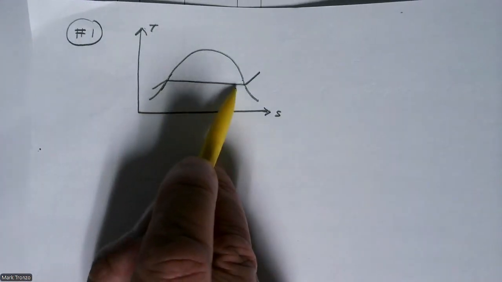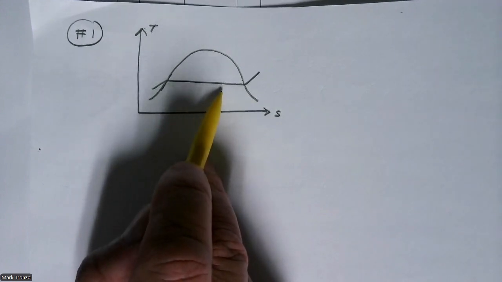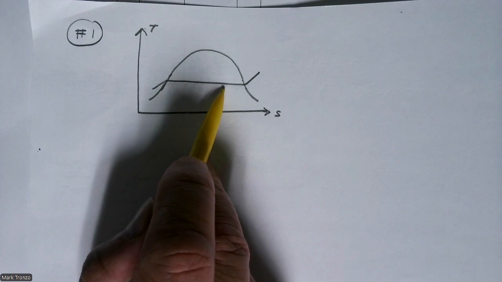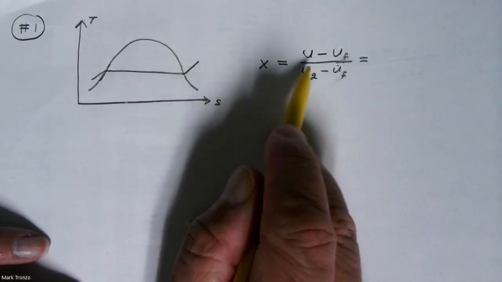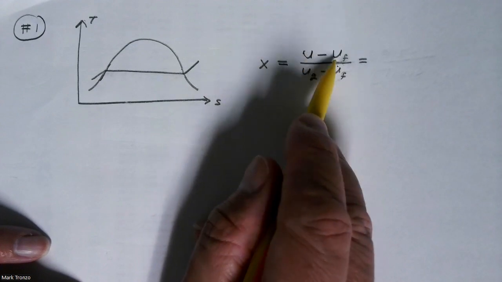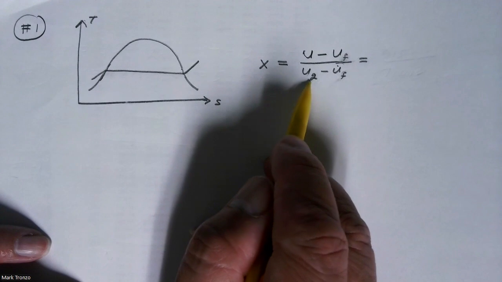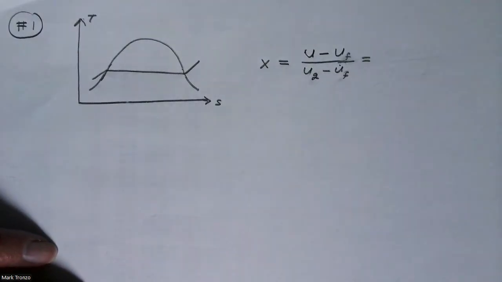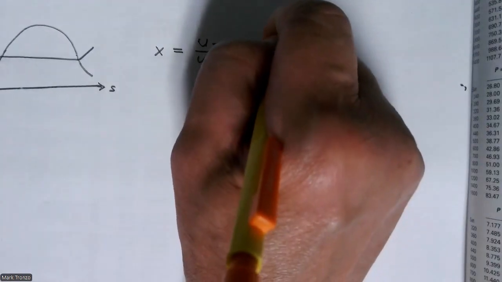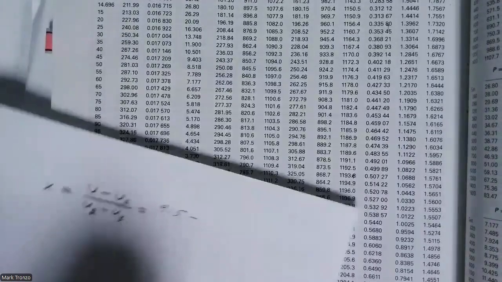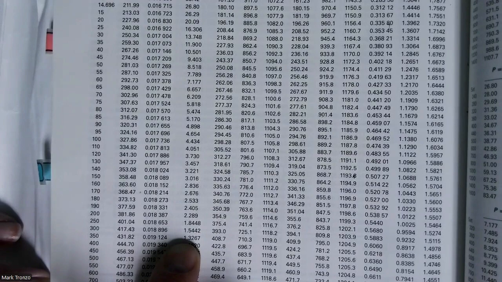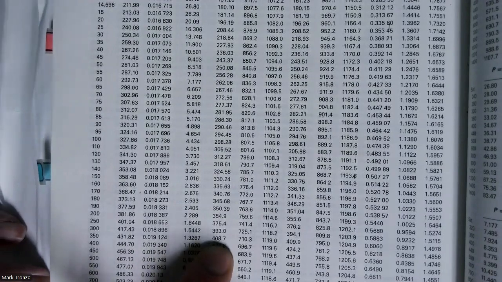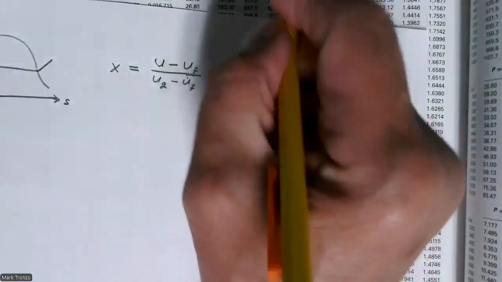So again, we know we're somewhere in the saturated mixture range because we determined that our internal energy was between U of G and U of F. So again, our value somewhere in here, we're going to have to calculate our quality. That's going to be whatever U value we have minus U of F divided by U of G minus U of F. Now our value is 915. And at 350 psi, our U of F is 408.7.